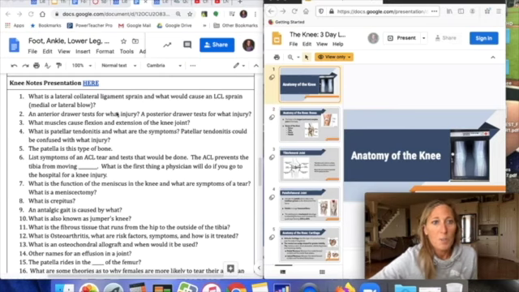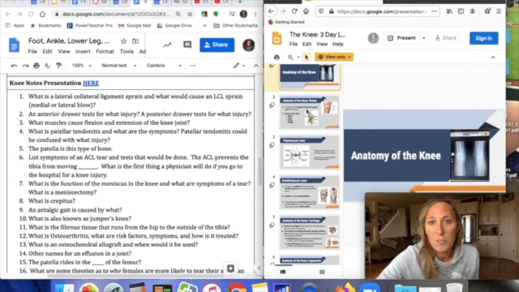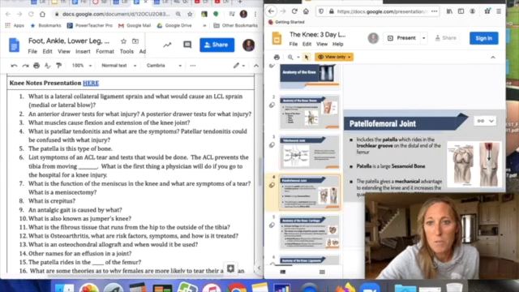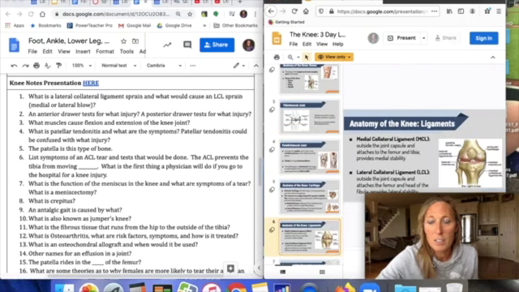First question, what is a lateral collateral ligament sprain and what would cause an LCL sprain? So an LCL or lateral collateral sprain, we're going to look those up in our notes here. So we'll go down, we'll find the ligaments. So lateral collateral, LCL is on the lateral side, the outside right here. What would cause an LCL sprain or stretching of this side of the knee?